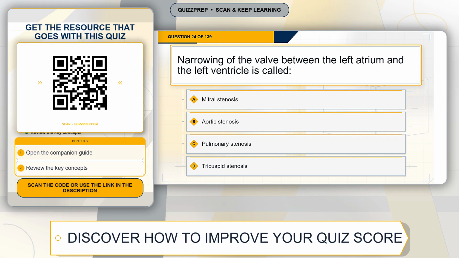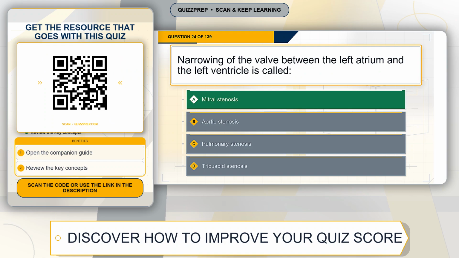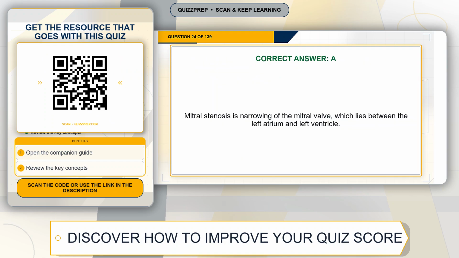Question 24. Narrowing of the valve between the left atrium and the left ventricle is called. Option A, mitral stenosis. Option B, aortic stenosis. Option C, pulmonary stenosis. Option D, tricuspid stenosis. The correct answer is option A, mitral stenosis. Explanation. Mitral stenosis is narrowing of the mitral valve, which lies between the left atrium and left ventricle.